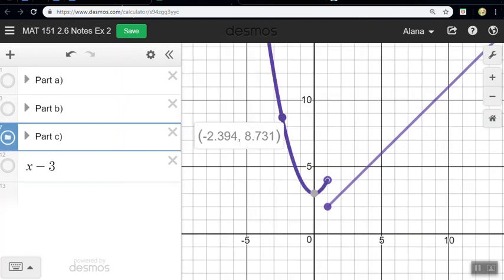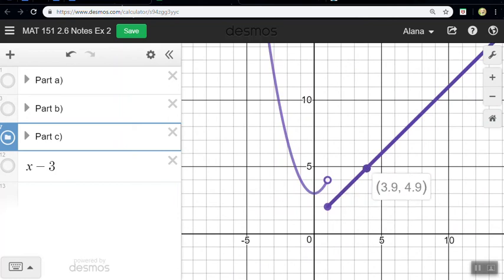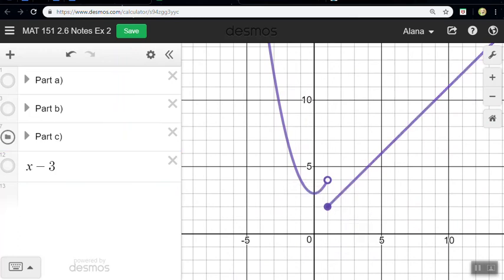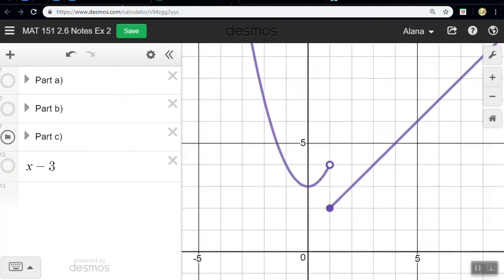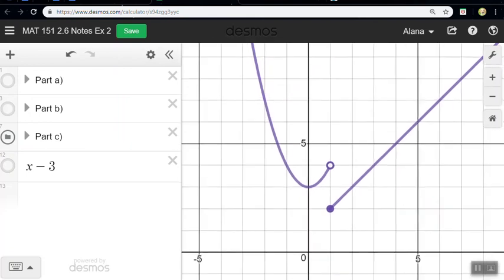So it's a parabola on the left side and a line on the right side. The parabola is going to 4, because we just proved that, and the line is going to 2. Those are not the same values, right? 2 is not equal to 4. Therefore, this is a jump discontinuity. The limit does not exist.